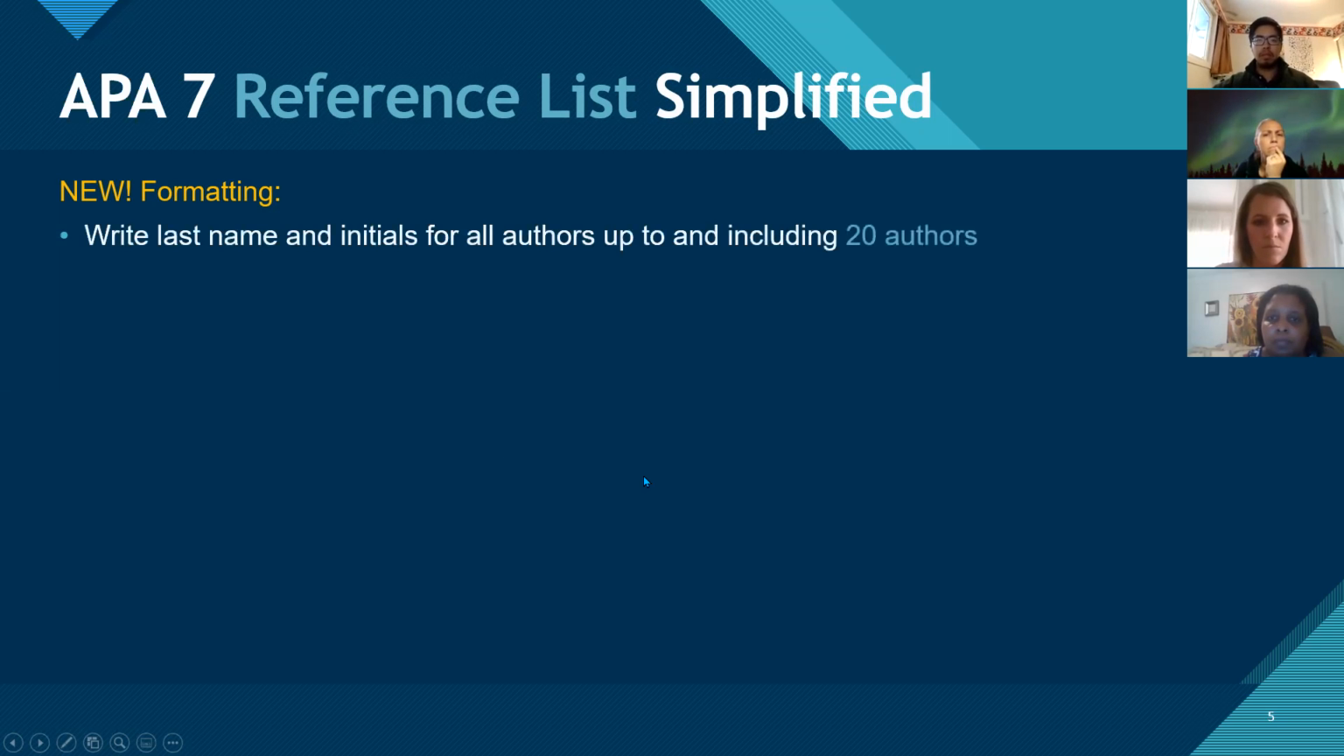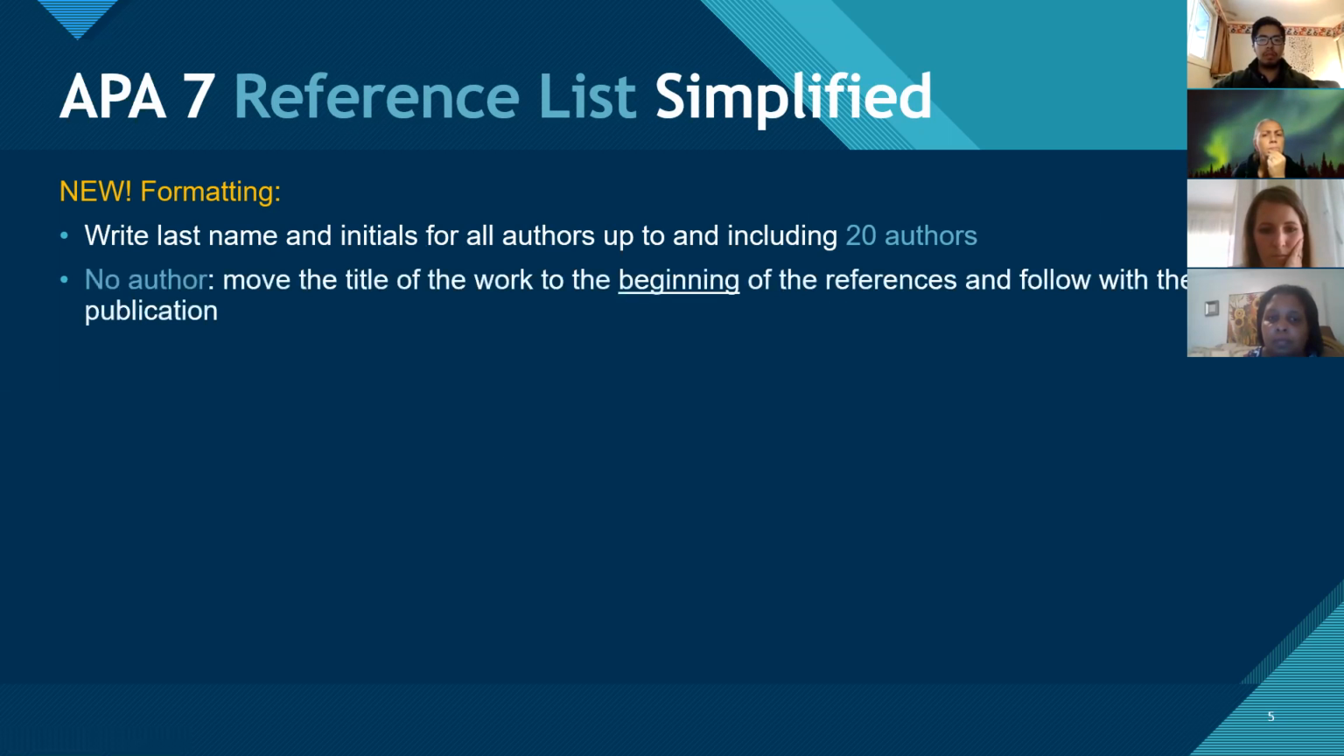What's new in the reference list? We now go up to 20 authors. You're going to write every last name and initial for 20 authors. If you have more than 20 authors, then you would be using the abbreviated version. If there is no author, then you are going to put the title of the work at the beginning of your reference and just have the publication date.